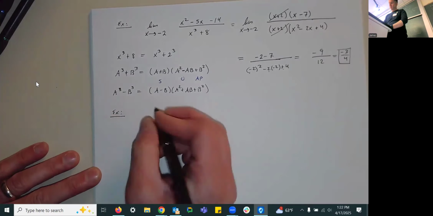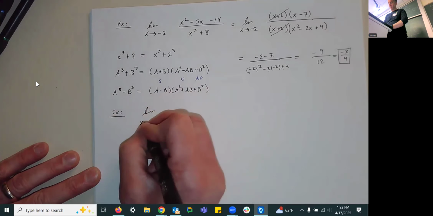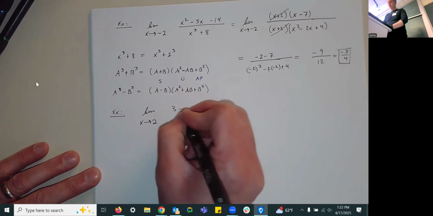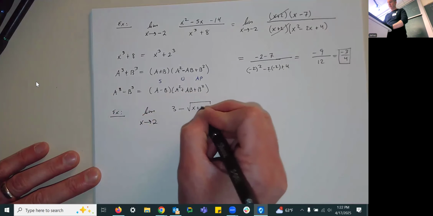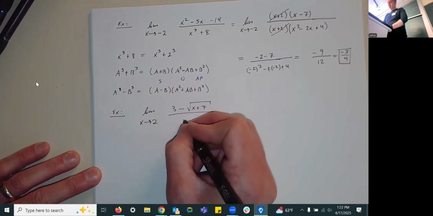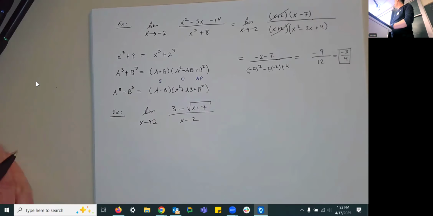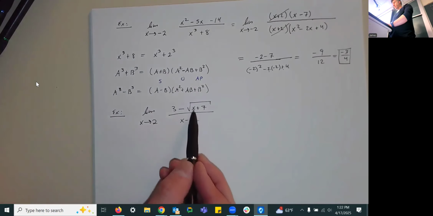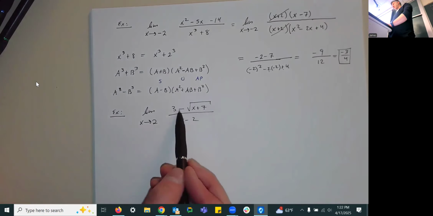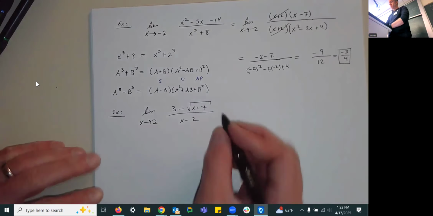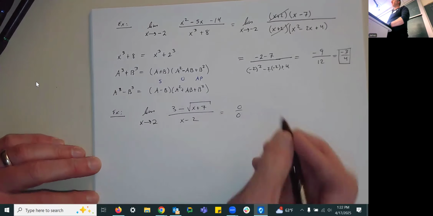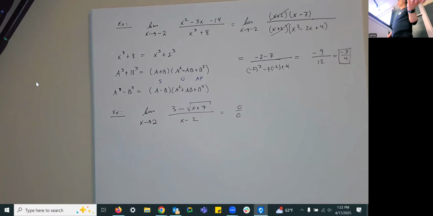Something like the limit as x approaches 2 of 3 minus the square root of x plus 7 divided by x minus 2. And now I'm unhappy. Although if I plug in 2, I get 0/0, because 2 plus 7 is 9 and the square root of 9 is 3 and 3 minus 3 is 0 and 2 minus 2 is 0. I'm unhappy because I can't just factor that. It's not a polynomial on top. I don't know how I'd factor that.